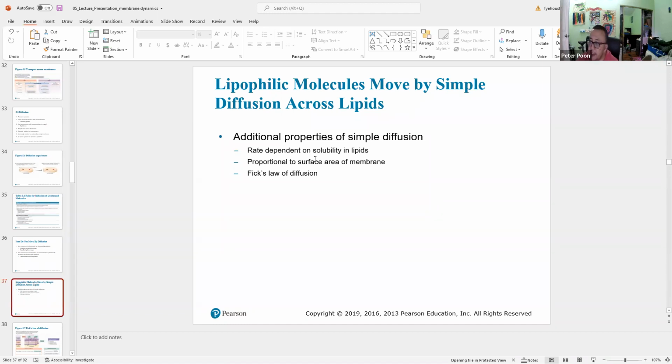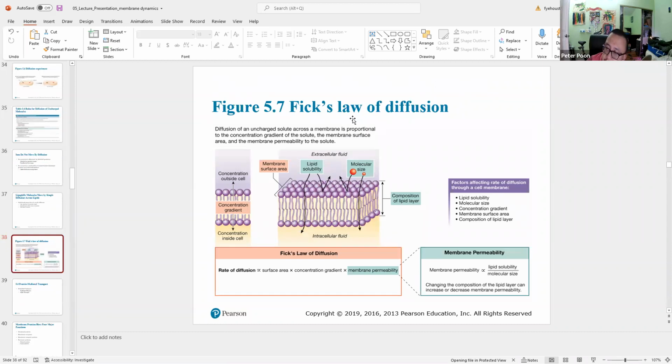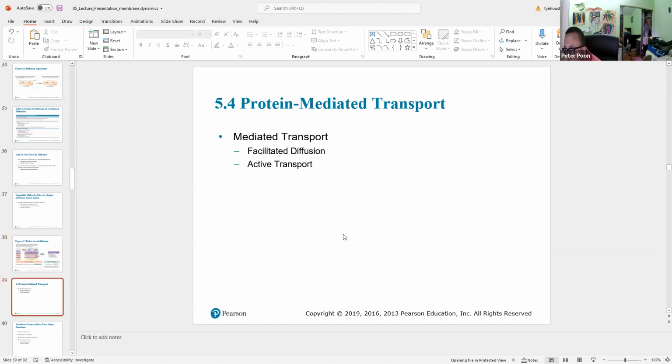Additional properties: lipophilic molecules move by simple diffusion. Lipophilic means loves fat. You can move across the phospholipid bilayer relatively easily because the phospholipid bilayer is mostly fat. So here you go. Make sure you understand this picture here.